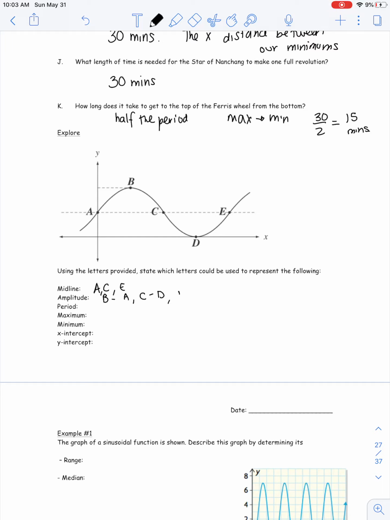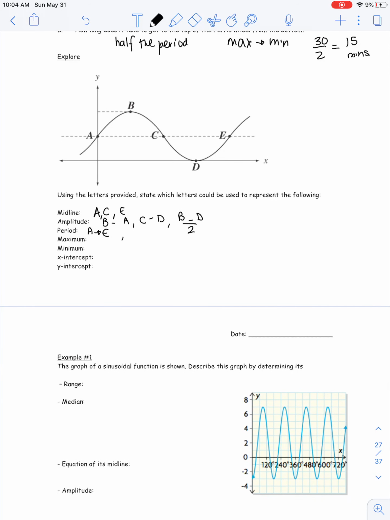You could always take your max minus your minimum value and divide that by 2. So there's lots of different methods to find your amplitude. Your period would be from A to C here, or A to E, sorry, A to E.